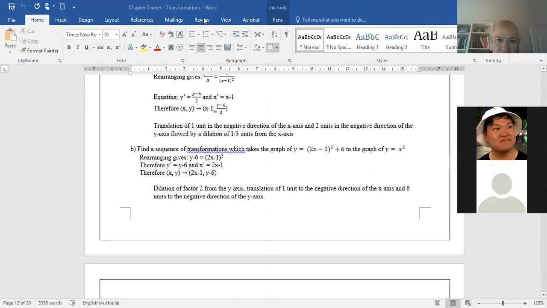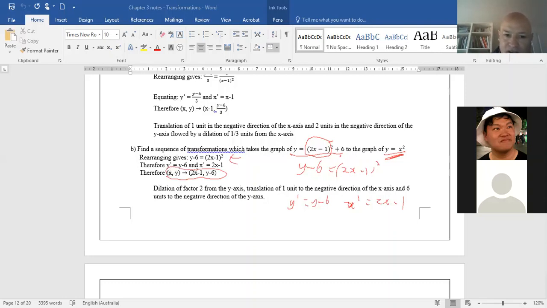Part B, I think it was. Yeah, part B. Part B says, find a sequence of transformations which takes the graph of this one, again, something bigger to something smaller. So again, rearranging, getting it in this sort of thing as an x squared. So we want this part to remain, but we've got to get rid of this plus 6. So I'm going to get y minus 6 equals my (2x minus 1) squared, which is what I've got there. So that is the image. So y dash equals y minus 6, and my x dash equals my 2x minus 1. Okay, so there it is written.